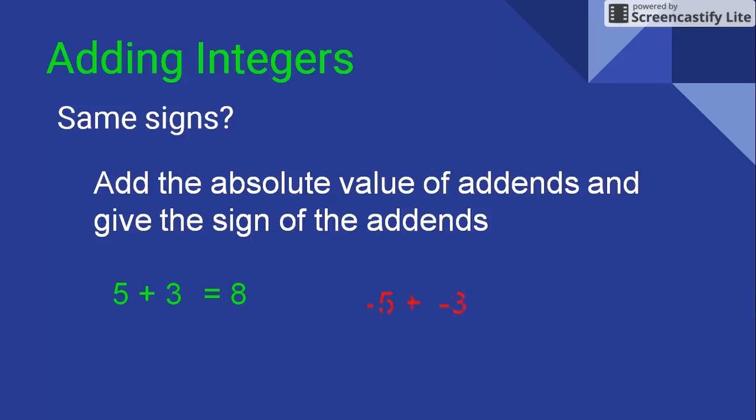For another example, negative 5 plus negative 3. Both are negative numbers. So just add the absolute values 5 and 3, which is 8, and give the sign of these two addends, which is negative. So the answer is negative 8.